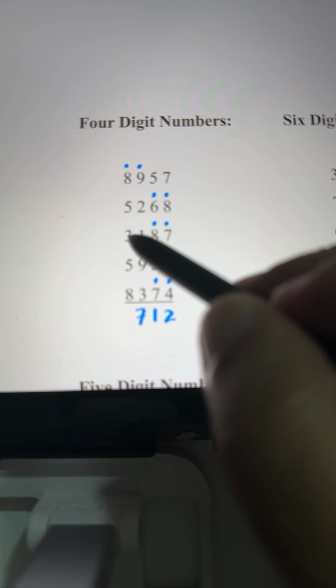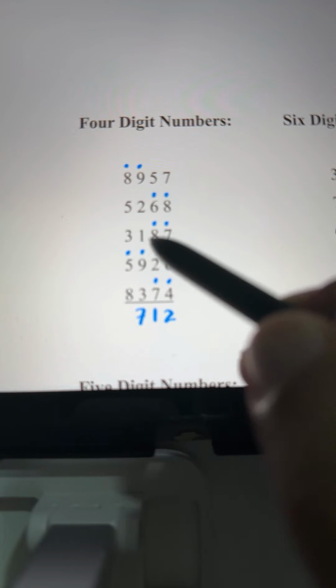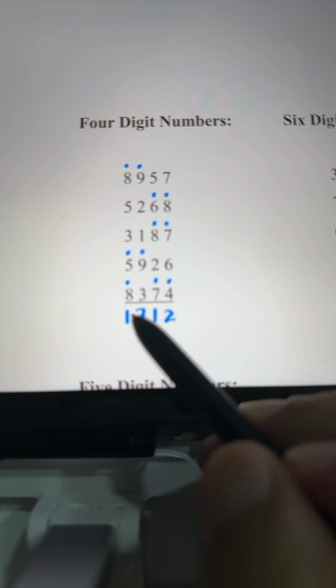So 5 plus 3 is 8. 8 plus 5 is dot 3. And that 3 plus 8 is dot 1. Put dot and 1 here.